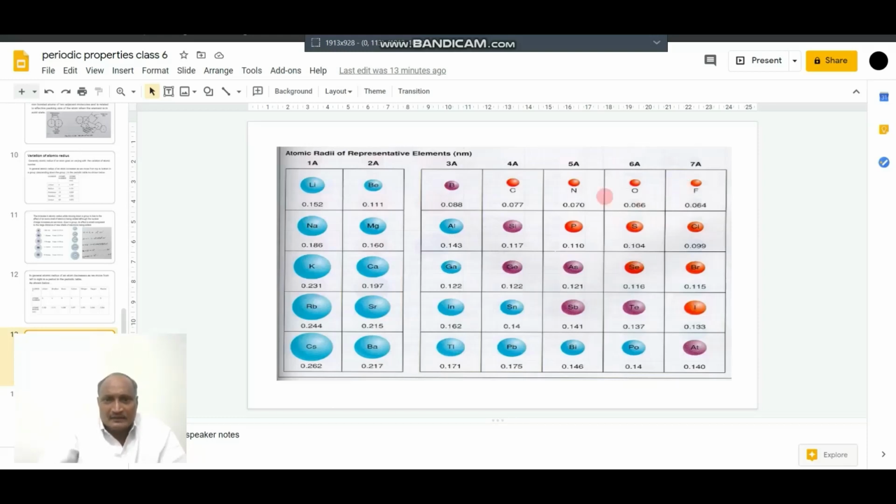So here the table indicates there is an increase in the atomic radius as you move from top to bottom, and it also indicates a decrease in the atomic radius as we move from left to right in a period in the periodic table. So this is all about the variation of atomic radius along the period and along the group.